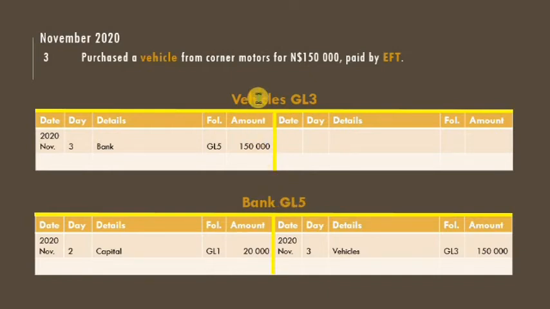So let's see. Vehicles is debited 2020 November the 3rd. Bank is our other account. It's GL5, 150,000. Bank is credited 2020 November the 3rd. The other account is vehicles. It's GL3 and 150,000. So in our bank account, we now have two transactions, the capital one and the vehicles one.